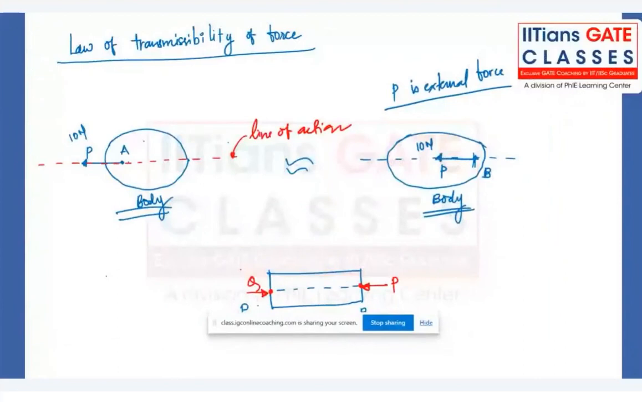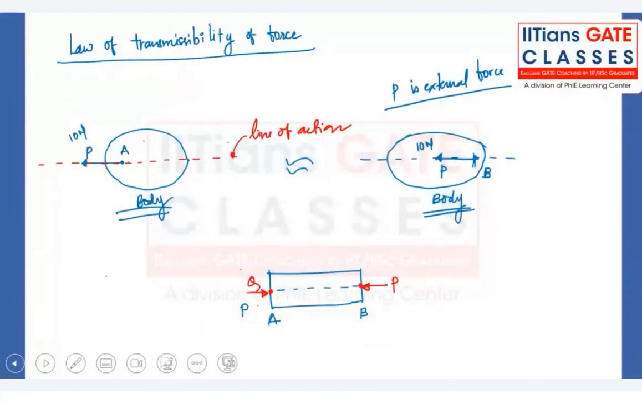So we have a body, let's say in this form, and at point A and point B, we have a compressive loading. Maybe what we are doing is we are reducing the temperature, or let's say because of some internal contraction, the body is getting contracted, and we have compressive loading here. But according to this law of transmissibility, what we can do is transfer this force Q from point A to point B, and similarly we can transfer this force P from B to A.